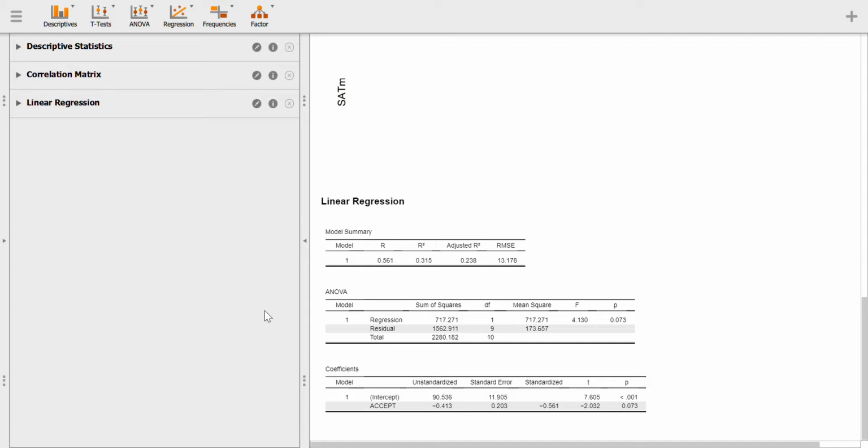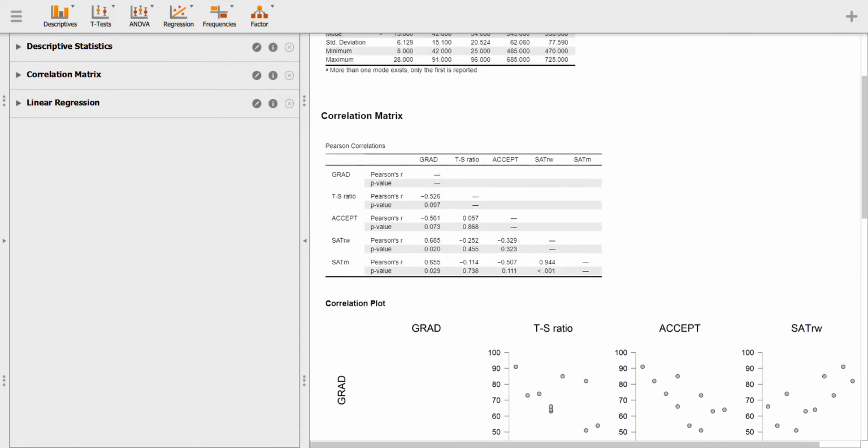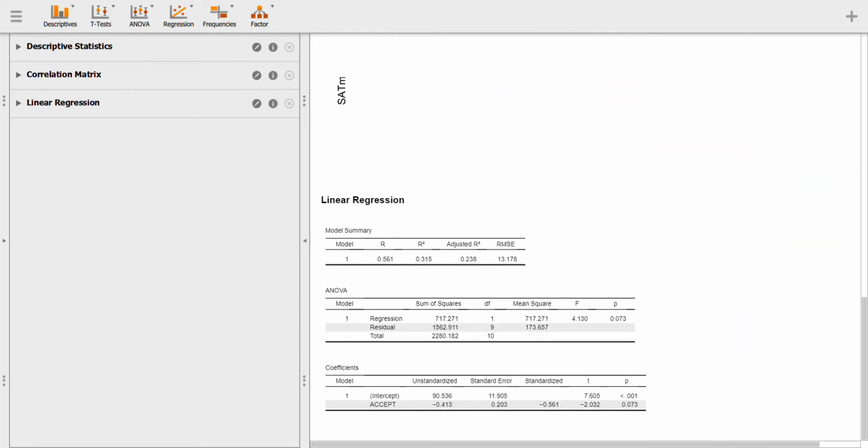So we have just calculated the regression equation between the acceptance level of a school and its graduation rate. Our multiple R, remember we still have the strength of the correlation, but we lose the direction of the correlation. Even though this correlation coefficient is a minus 0.561, the multiple R value is telling us that there's a 0.561 correlation, or we're accounting for 32% of the variability in the relation between acceptance level and graduation rate.